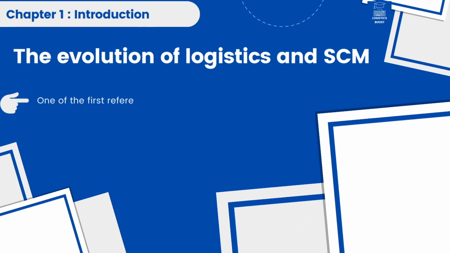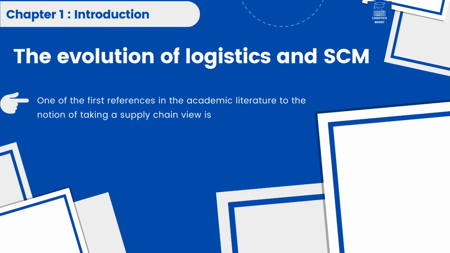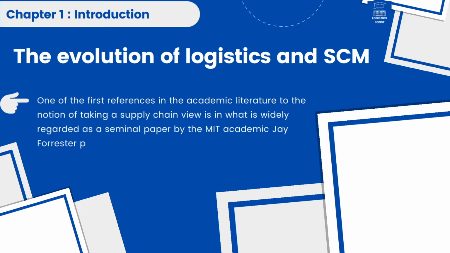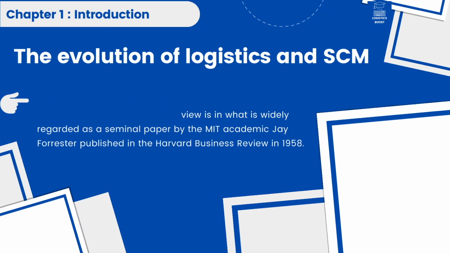One of the first references in the academic literature to the notion of taking a supply chain view is in what is widely regarded as a seminal paper by the MIT academic J. Forrester, published in the Harvard Business Review in 1958.